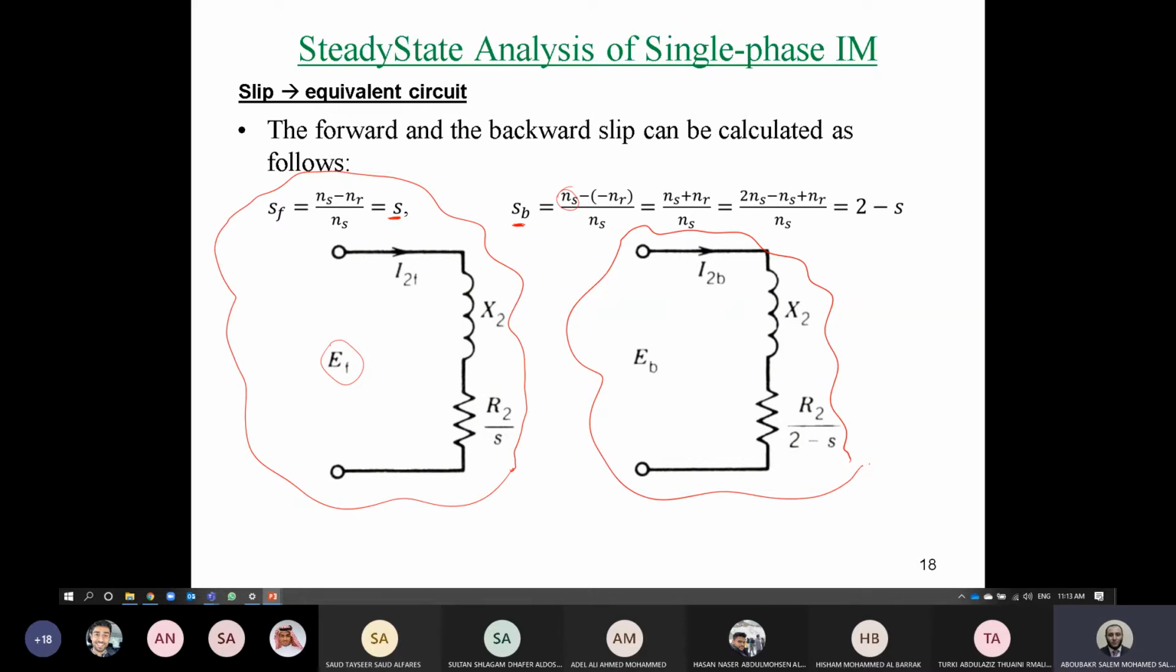What about the stator? Is the stator going to be affected by the forward or backward flux, or just the rotor? What do you think? Now the flux is moving from stator to rotor, is it right? The flux is made by the stator and it will move to the rotor circuit. So it's expected only the rotor circuit to be affected by forward and backward flux. Is it right? Yeah, exactly.